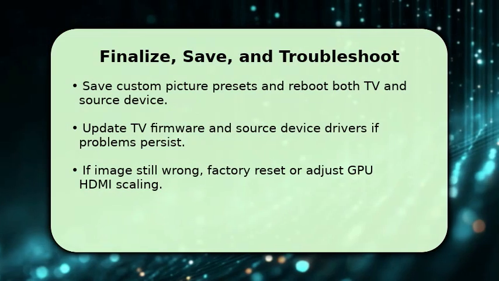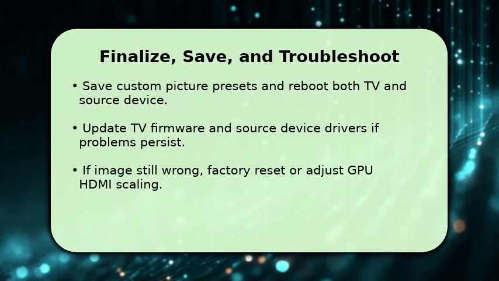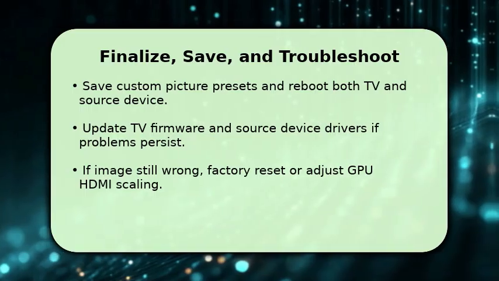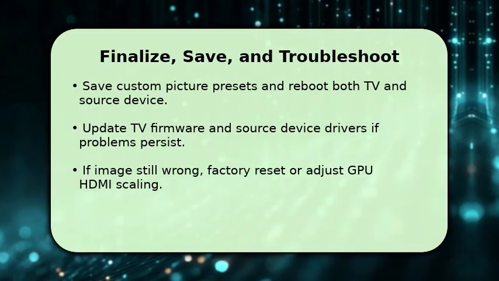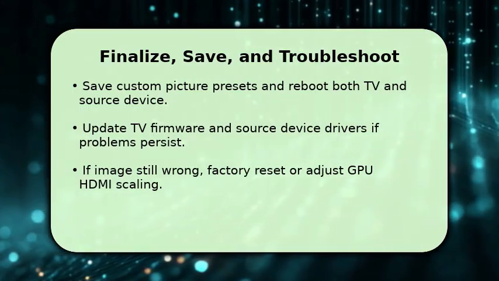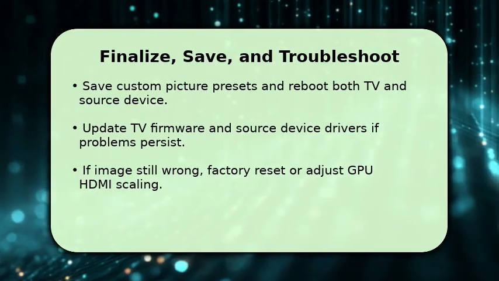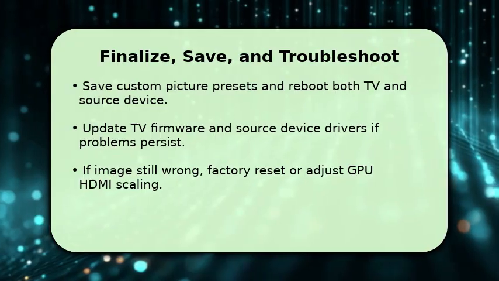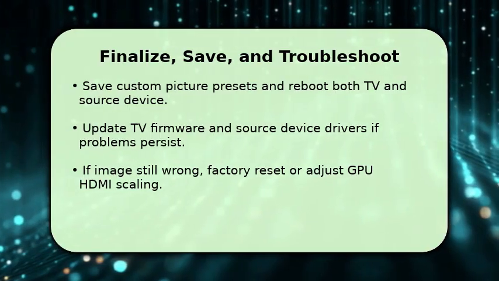You finish by saving any custom picture preset so your adjustments stick, then power cycle the TV and the source to ensure settings apply. If the image still isn't correct, check for firmware updates on the TV and drivers or display settings on the source device. As a final fix, perform a factory reset only after saving details.